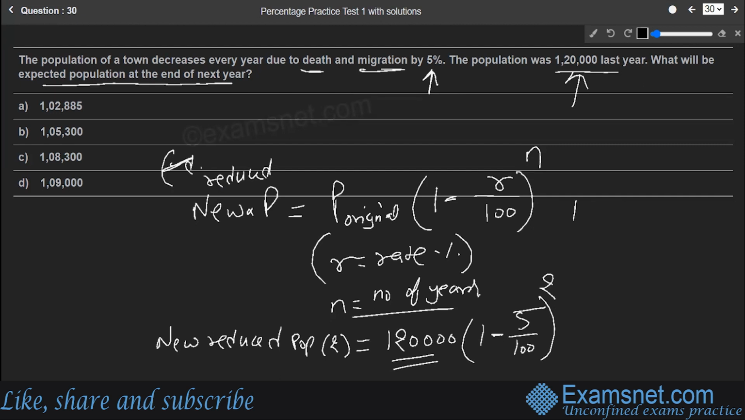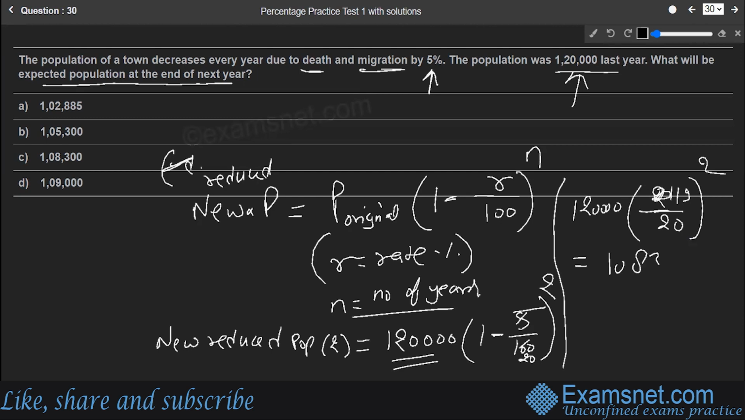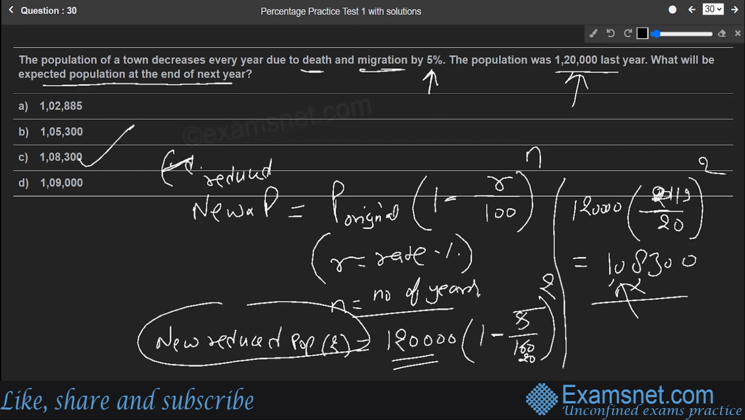If we do this, this is going to be 1,20,000 times 1 minus 5 over 100. 5 can cut into 100, 1 by 20. So it's going to be 20 minus 1, so 19 by 20's whole square. If we solve this further, this value is ultimately coming out to be 1,08,300. That will be the new reduced population after 2 years, that is after next year. 1,08,300 is available in option number C and becomes the right answer for us.